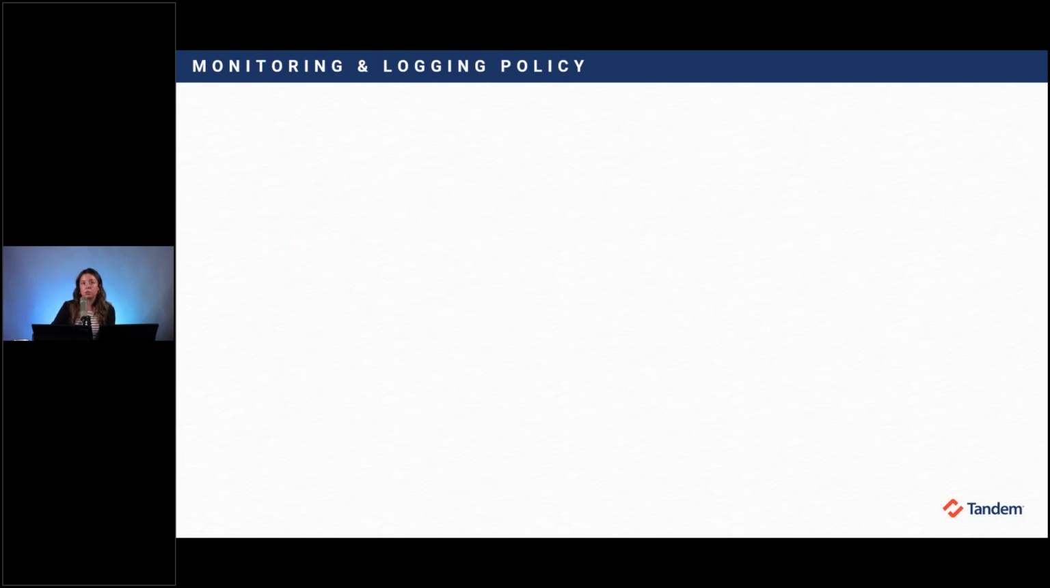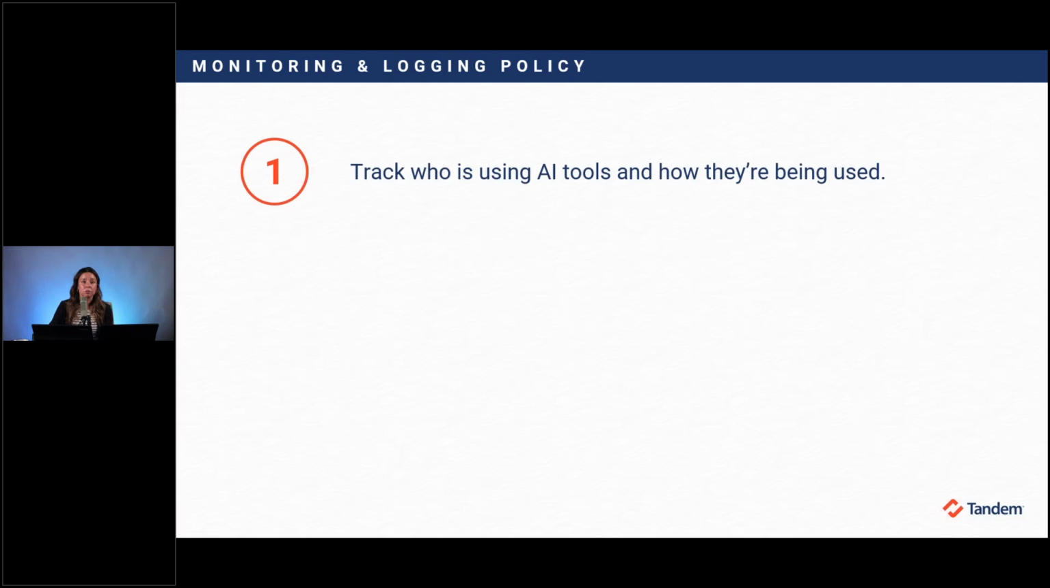Now let's move on to monitoring and logging. AI tools shouldn't be treated differently from other systems when it comes to oversight. This would be more for your vendor integrated AI systems like Copilot and Salesforce Einstein. Your AI policy should extend monitoring practices to include who is using AI tools and how.